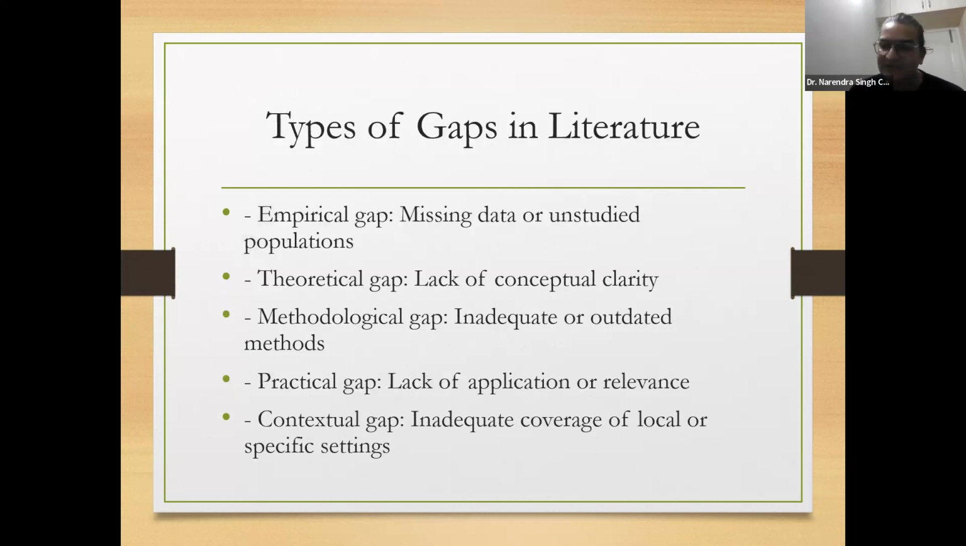So the type of gap that has largely been there in the literature is the empirical gap. So we get to know what the missing data on an unstudied population is. At times we say that largely the studies are done on so-and-so population. For example, whistleblowing studies are largely done on auditors, but they're not much done on students, for example. They're not done much on teachers, for example.